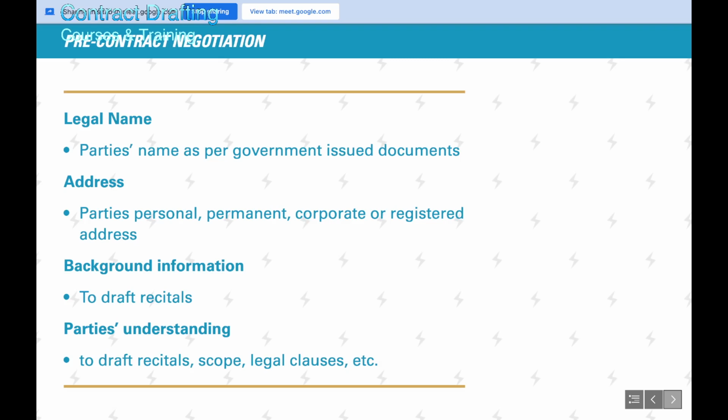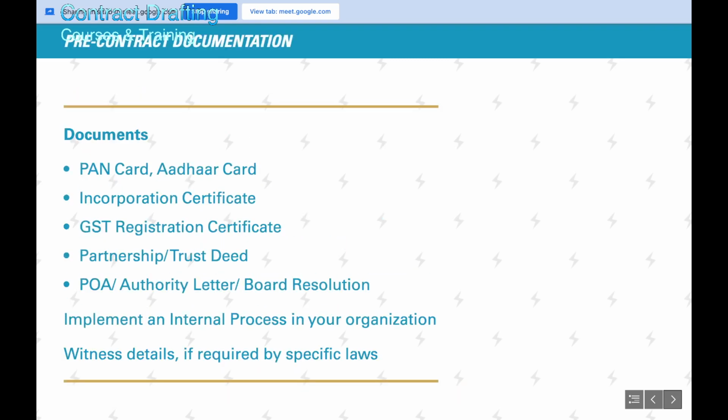What is a legal name? We all understand that an individual's name is as per his PAN card, Aadhaar card, so you can ask for those documents. In case of a company or partnership, you can ask for an incorporation certificate or a partnership deed. In case of a company, you can check the details from the MCA website, that's the Ministry of Corporate Affairs website. Then you can ask for the GST registration certificate, and for the person who will be signing the agreement, there should be a power of attorney, a board resolution, or an authority letter.